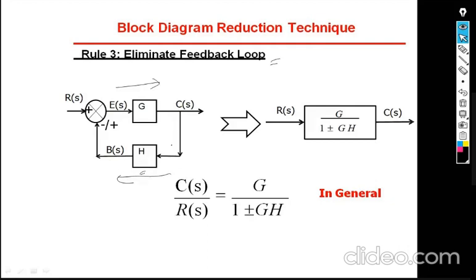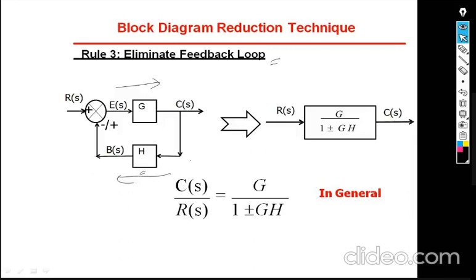Feedback direction, feedback signal or feedback loop. Another name is feedback loop. Now here also, it is the same: plus and minus. If there is minus, it is negative feedback; if plus, it is positive feedback. Based on that, converting into a single block gives G by 1 plus GH, where G is the forward gain and H is the feedback gain.